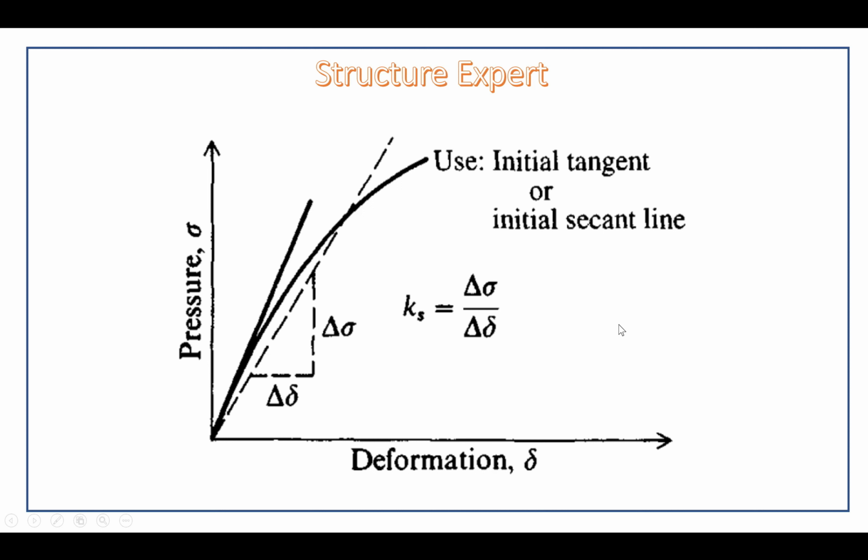And this is the property of soil when you apply the pressure. You see here the pressure, and this one is the deformation. So we can determine the Ks, the initial tension. If you find this angle, you can determine it equal to delta sigma over delta lambda. So this one is the stress, and this one is the deformation.